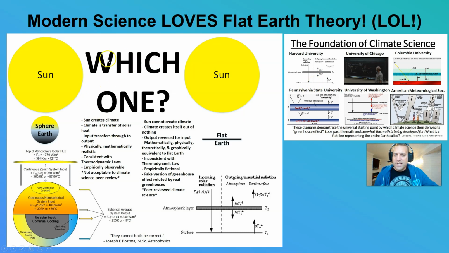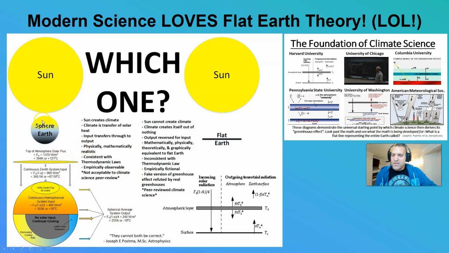And I've made this slide here which shows the difference. So which would you prefer? Would you prefer a spherical Earth where the mathematics of a spherical Earth works out to the sun creating the climate? Isn't that amazing? If you work out the mathematics for this, you get two really different results. For a spherical Earth, you find that the sun can create the climate with its heat, that the climate is the transfer of solar heat through the atmosphere and through the Earth. The input transfers through to the output, so a very hot, warm solar input transfers to a cool output.